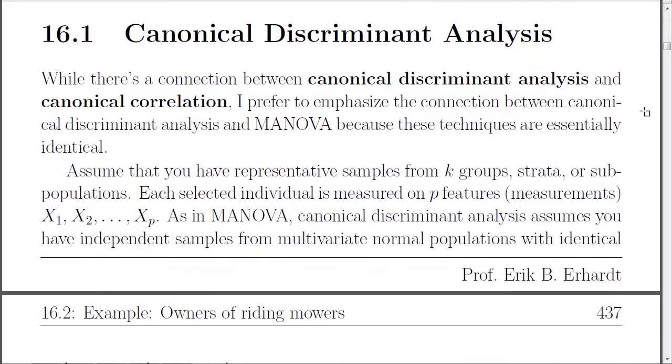So, canonical discriminant analysis. Also canonical correlation. I prefer to emphasize the connection between canonical discriminant analysis and MANOVA because the techniques are essentially identical. MANOVA tries to perform a hypothesis test of whether the means for groups are different or not. And Roy's root gives us the canonical directions that best discriminate the groups, and those are actually the canonical directions that are given in discriminant analysis.